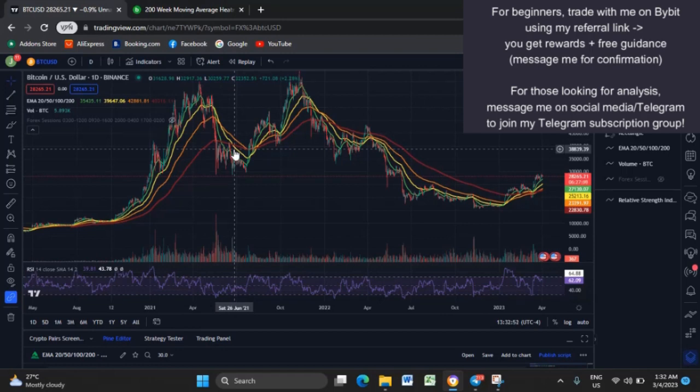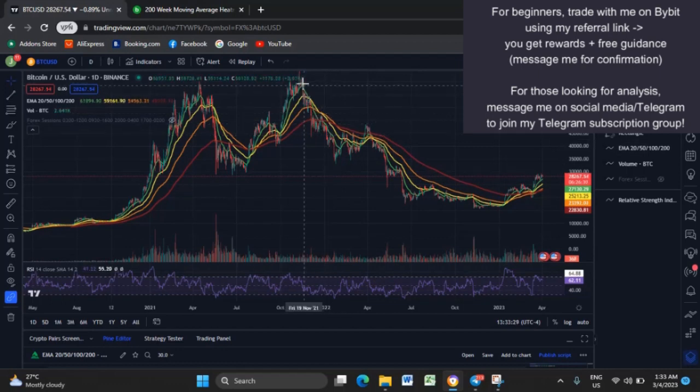This can help you plan your trades, especially if you are a swing trader. As long as the shorter term ones are above, you're still in an uptrend until price drops below the longest moving average, then you know that you are in a significant downtrend.